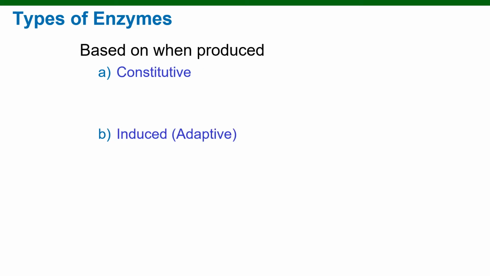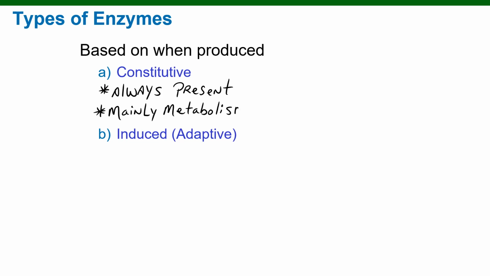Types of enzymes may also be classified on when they're produced. One type is constitutive, and this is a technical term that means that an enzyme is found as present on an ongoing basis within a cell. Enzymes that are found as always present in a cell are mainly metabolic type enzymes. Enzymes involved in needs that the cell constantly has, like respiration type events.